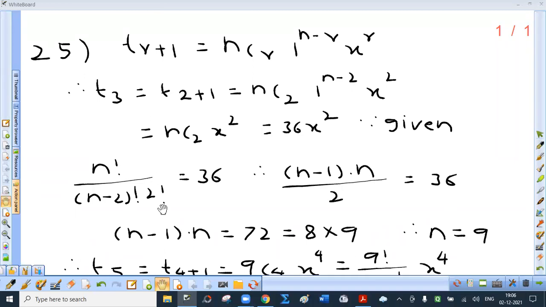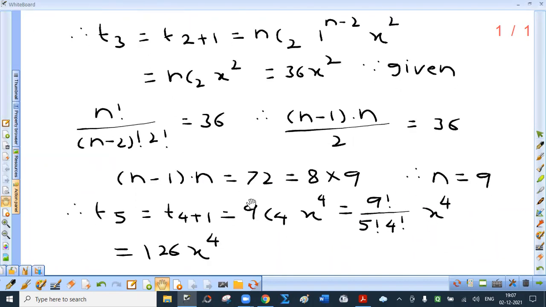I omitted one step. Factorial of greater is factorial of smaller, gets cancelled. Go on adding 1 unless you get greater. So (n minus 1) into n upon 2 equal to 36, that is n(n minus 1) equal to 72. LHS is, you are expected to write this. Like LHS, we express RHS also as product of two consecutive natural numbers. So that gives me n equal to 9.